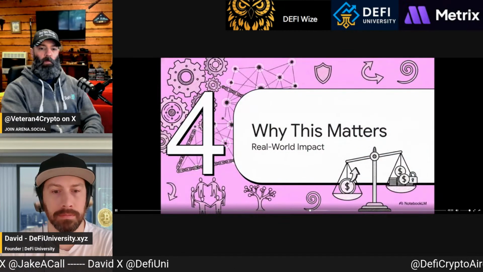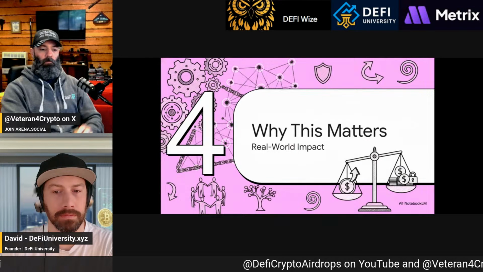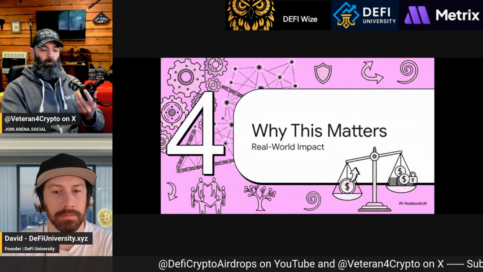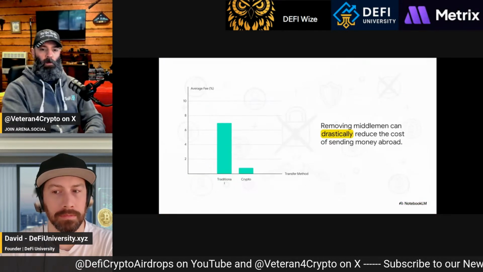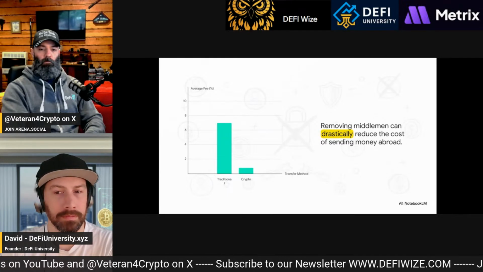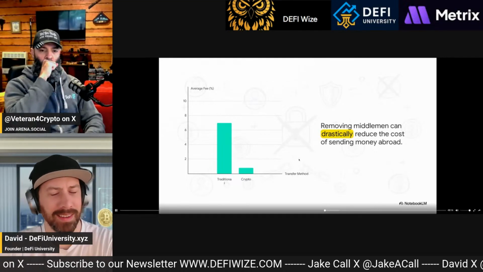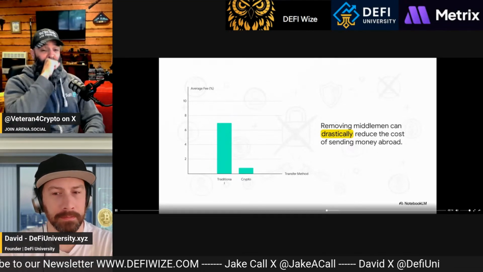Okay, so it's a different system. We get it, it's more direct. But why does this actually matter in the real world? Like, who really benefits from all this? Well, for one, it's about the cost. Sending money internationally, that's called remittances, can have average fees of nearly 7%. Think about that. For someone sending a couple hundred dollars home to their family, that's a huge slice.